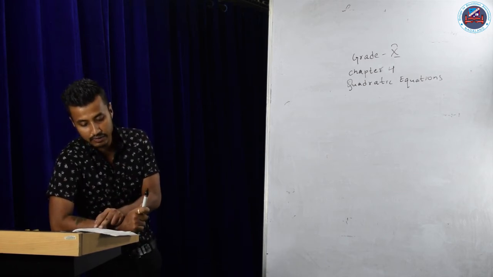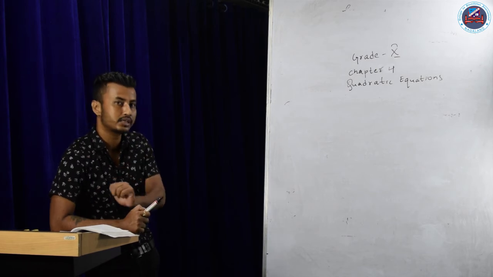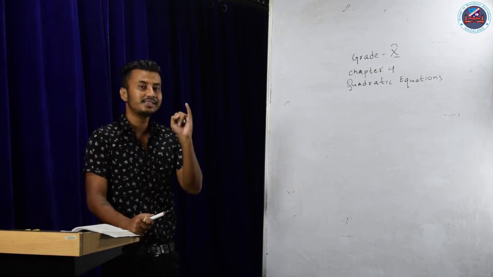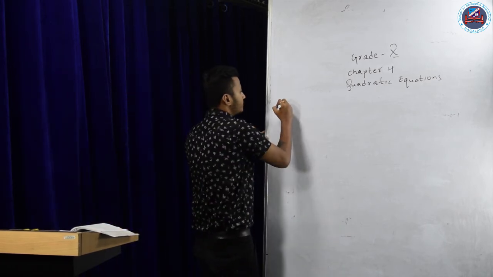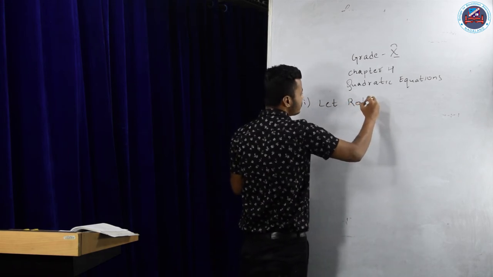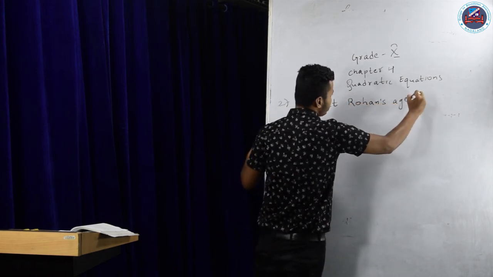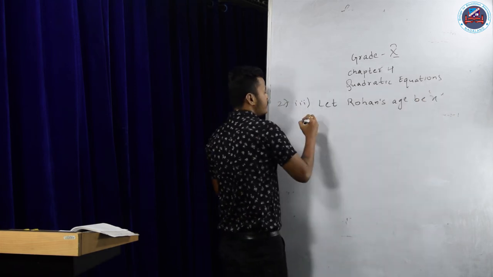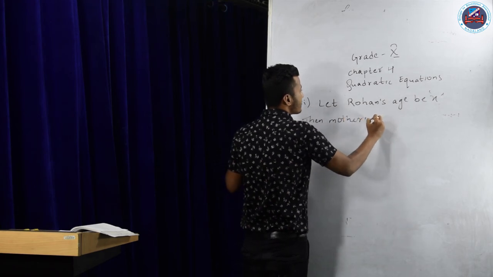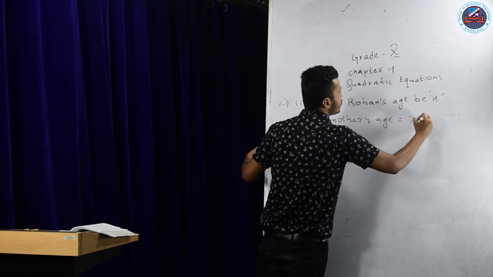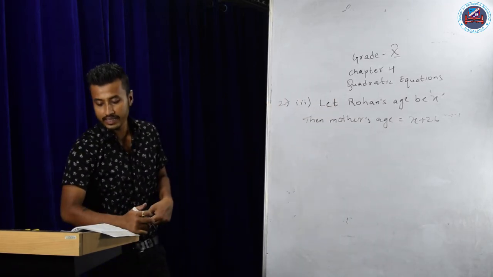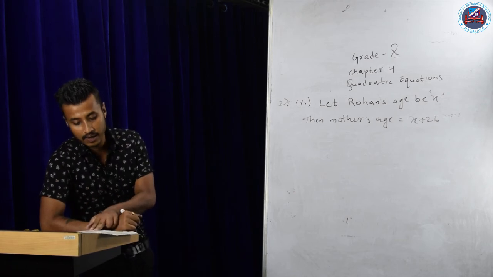So the question here is that Rohan's mother is 26 years older than him. Now we have two characters over here. One is Rohan and one is his mother. Now Rohan's mother is 26 years older than him. So let Rohan's age be X. Then mother's age will be how much? X plus 26, yes or no guys? Because Rohan's mother is 26 years older than Rohan. So if Rohan's age is X, Rohan's mother's age is X plus 26.